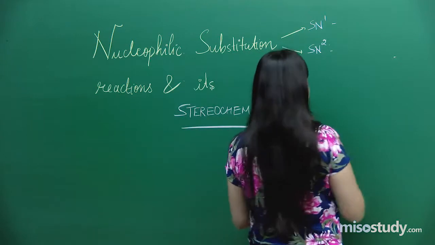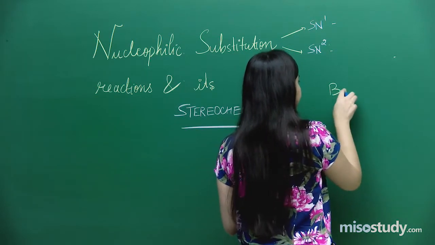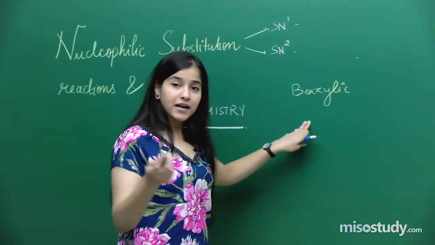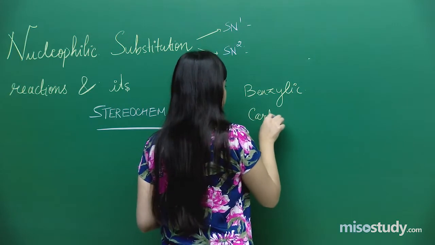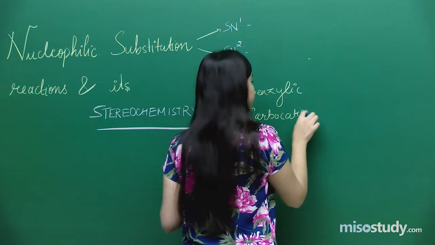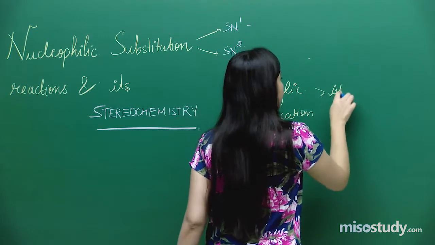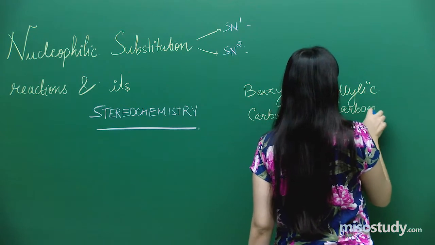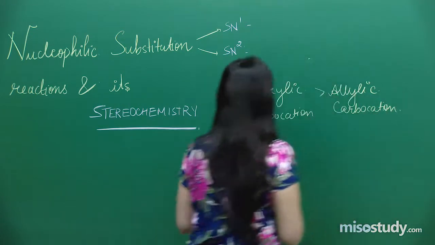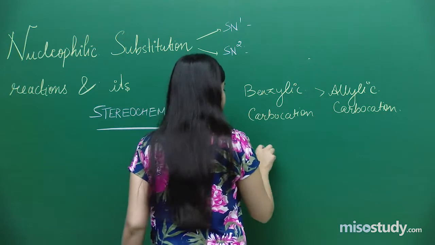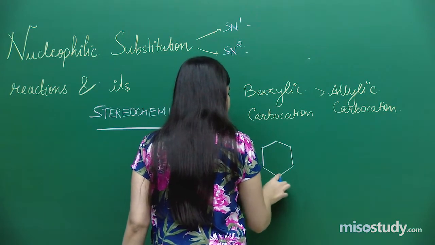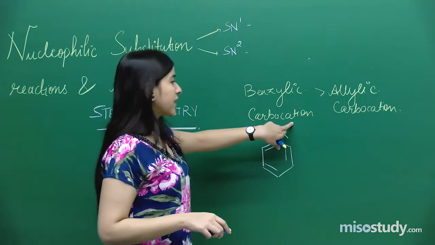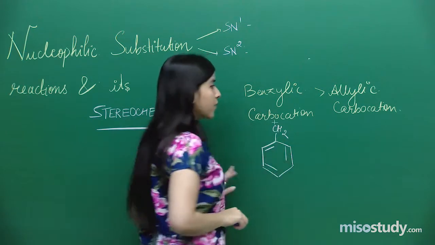So what was the order? The order was benzylic, right? Benzylic carbocation. Now the next was allylic carbocation. Fine. So how does the benzylic look like? You have to draw first the benzyl, right? That is the benzyl, and what you need to do is make it a carbocation. Fine. A positive charge over here.